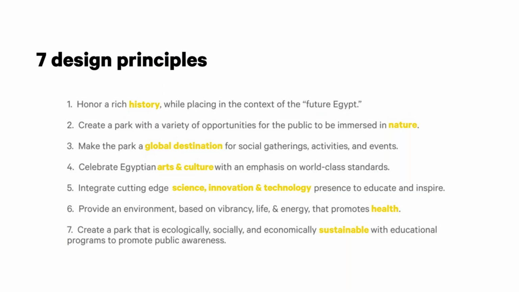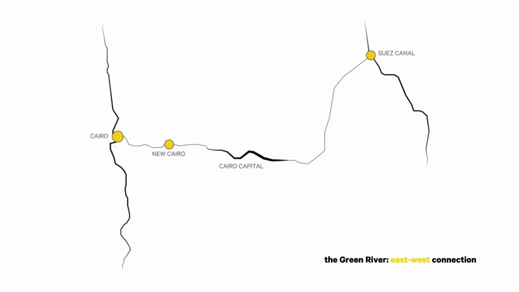They wanted this Central Park to be a global destination, which we agreed with, for all sorts of different types of events. They wanted to celebrate their arts and culture, and then touch on that cutting edge science, innovation, and technology, which the Egyptians are very well known for, going back centuries. The big move here was to promote health, and finally, and most importantly, promote the sustainable environment, which some people may think is challenging. So just to give you some context, our project is the Cairo capital.